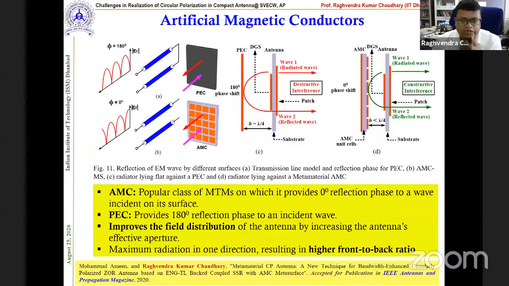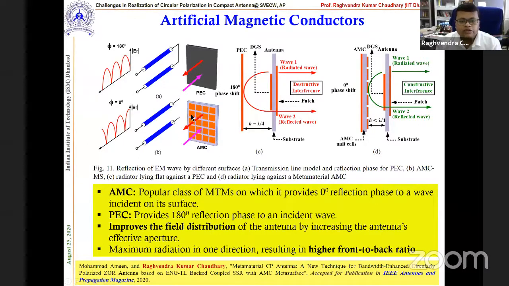After that, because the gain was the problem, however, this is not the focus. The focus was how we can do CP in the small antenna. I already told you, but this is one extra thing. This is the artificial magnetic conductor. Here you can see this picture. This is a PEC, perfect electric conductor, and this is an AMC, artificial magnetic conductor. If this is an incident wave, the reflected wave is like this. So a 180 degree phase shift is there, correct?